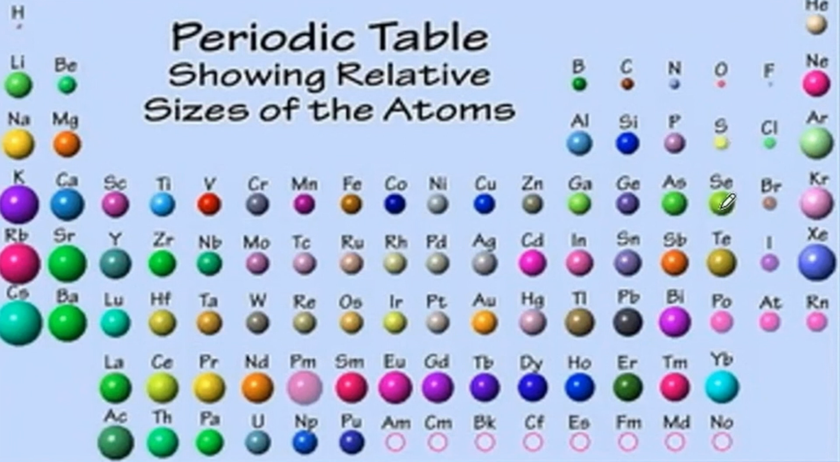So sulfur and selenium are both in group 16. Because sulfur is above selenium, it will be smaller. Similarly, the position of rubidium and potassium in group 1 tells us that potassium is smaller of the two. And as you can see, iron is right here.